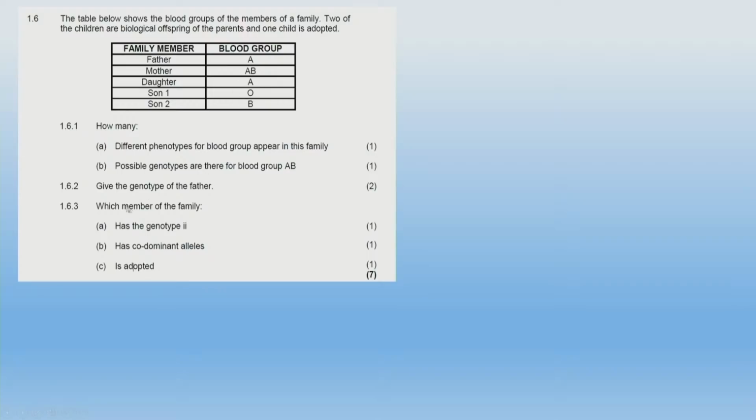So now they ask us how many different phenotypes are there. There are 4. How many different genotypes are there? There are 6. How many different alleles do blood groups have? 3. And they can ask, what is the given, or give the genotype of the father, and then you must be able to write the father's genotype. And there is the father's genotype.